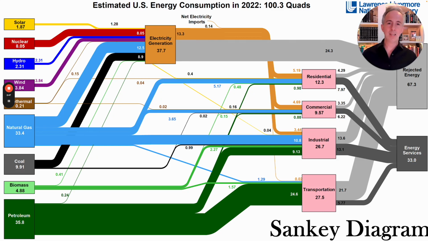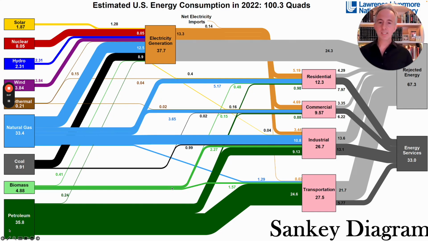And so that can give us kind of rough ideas of what the proportion of some of these different energy sources are. So if you see that petroleum is 35.8 quads, that means it's about 36% of U.S. energy comes from petroleum, comes from oil. About 33% comes from natural gas.